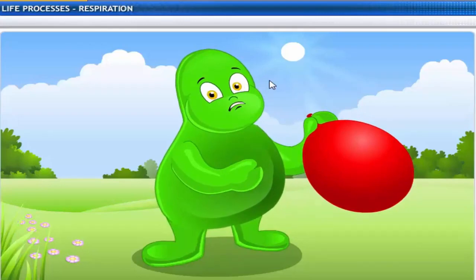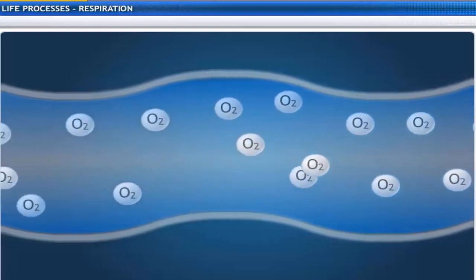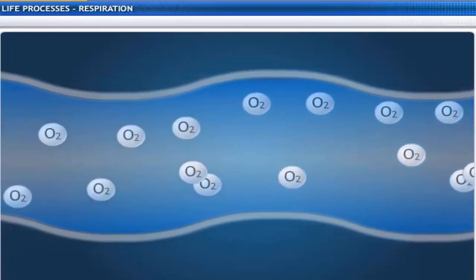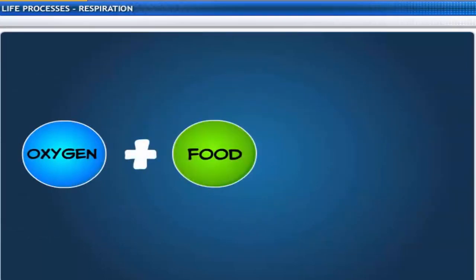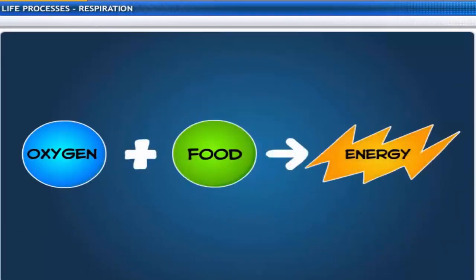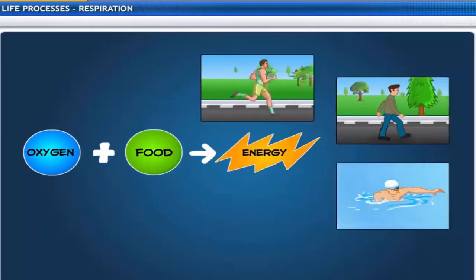Phew! I am out of breath. Let me get some air. Air is vital for us as it contains oxygen. Oxygen is used to break down the food we eat into energy. This energy, in turn, is used by us for various activities like running, walking, swimming, and cycling.